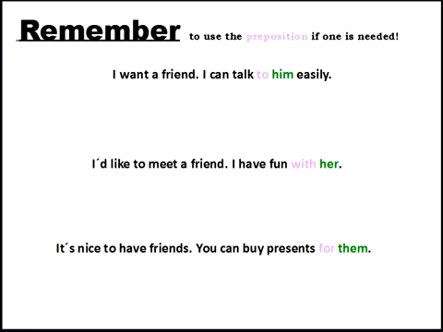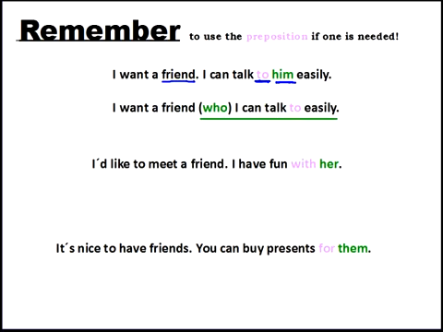Here's something to remember. Okay, remember to use the preposition if one is needed. We don't always use prepositions, but when there is a preposition, I need to use it. So in this context, let's read this sentence. I want a friend. I can talk to him easily. Now, here's my preposition that I need to think about. And in this context, I'm removing friend and him, right? So in this context, I'm going to read it like this. I want a friend who I can talk to easily.